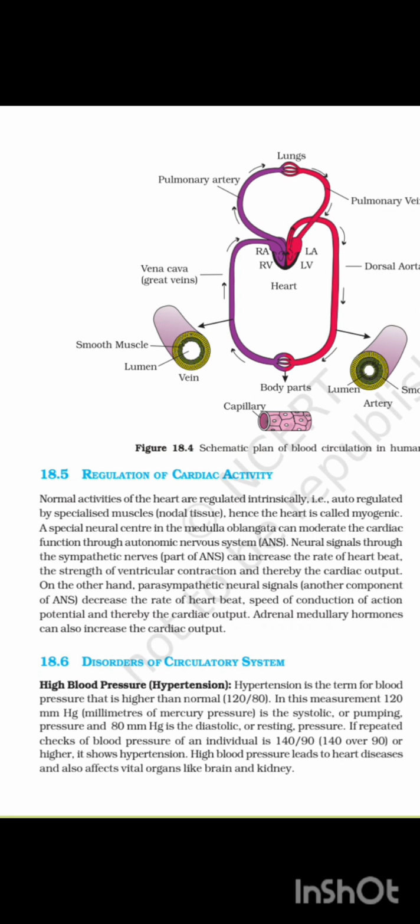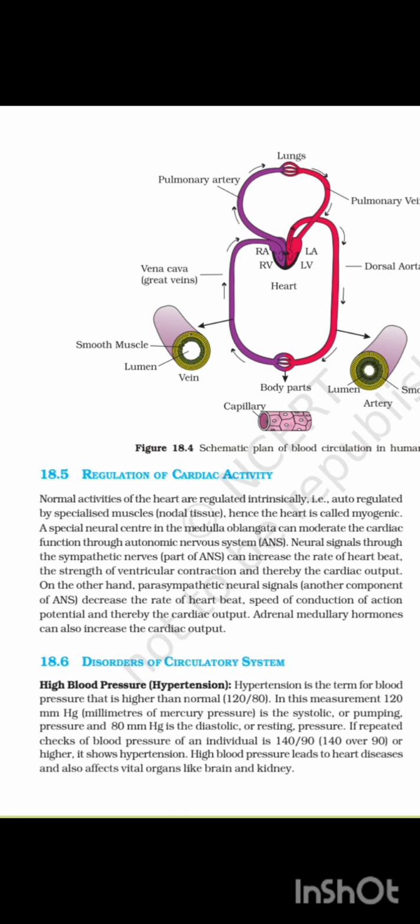The sympathetic nerve part of ANS can increase the rate of the heartbeat, the strength of ventricular contraction, and thereby the cardiac output. On the other hand, parasympathetic neural signals, another component of ANS, decrease the rate of the heartbeat, the speed of conduction of action potential, and thereby the cardiac output. Adrenal medullary hormones can also increase the cardiac output.